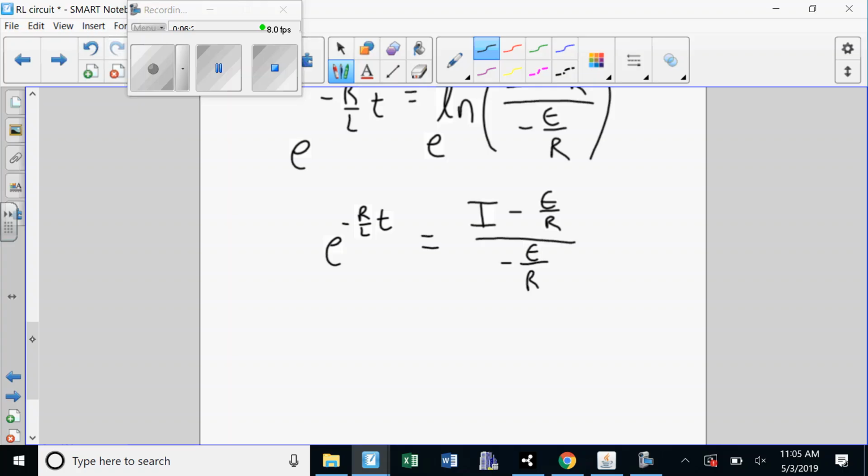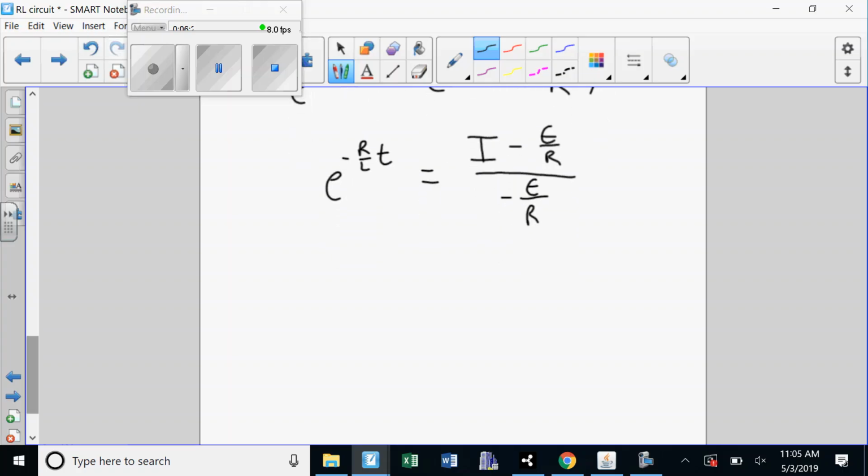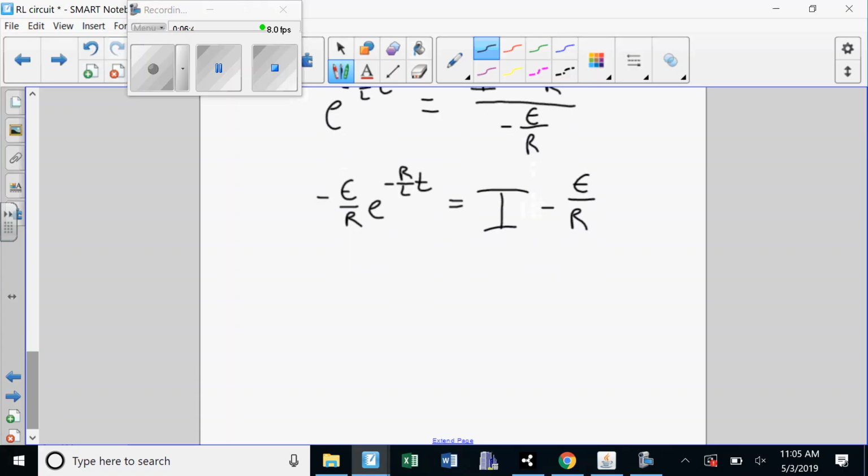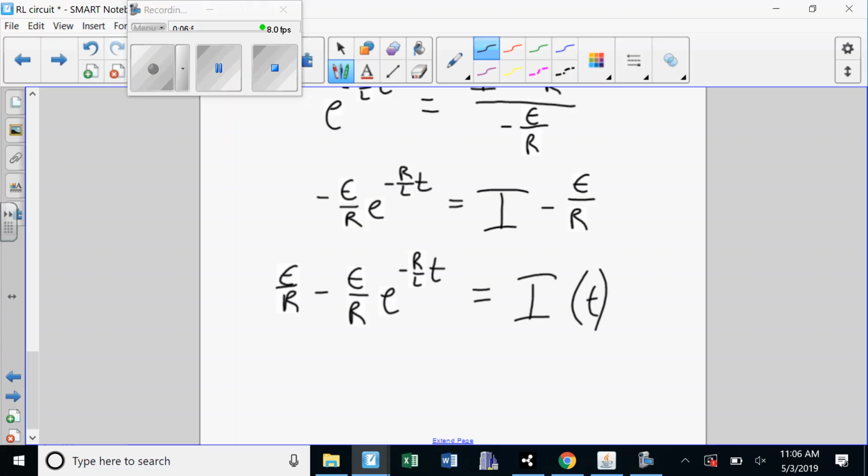So I'm going to go ahead and solve this for current. I'm going to multiply both sides by minus epsilon over R. E to the minus R over L t is equal to I minus epsilon over R. And I just need to get rid of that constant term right there, the minus epsilon over R, by adding epsilon over R to both sides. Epsilon over R minus epsilon over R e to the minus R over L t is equal to my current as a function of time. Great.